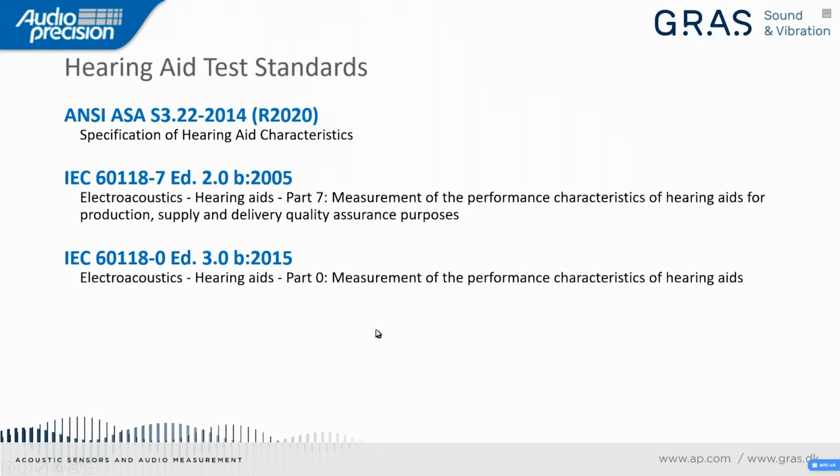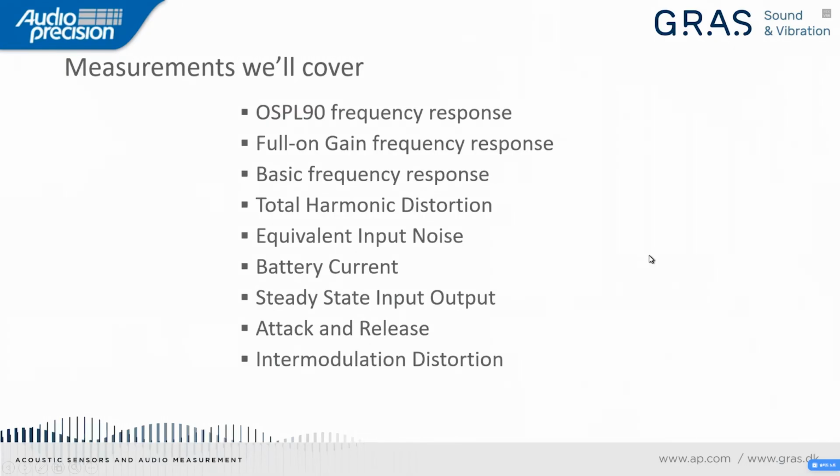Here are some of the measurements that we'll cover today that are documented in these standards. We have the OSPL 90 frequency response. I have some subsequent slides that will talk about these in more detail, but I'll just give you the names for now. Next, we have the full-on gain frequency response, the basic frequency response, total harmonic distortion, the equivalent input noise, battery current, steady state input-output, attack and release, intermodulation distortion, and the SPLIV curve. Let's have a look at what some of these measurements are in detail.